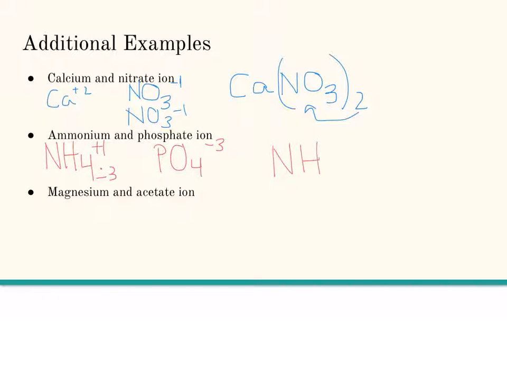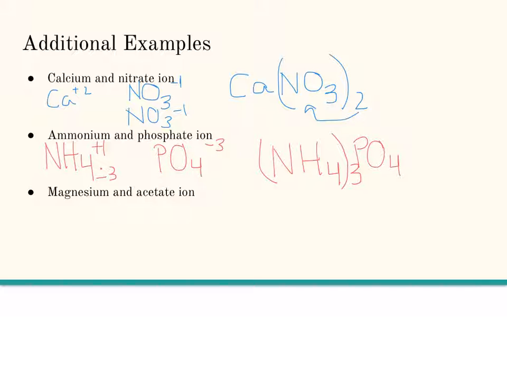So my positive ion is ammonium, NH4. My negative is phosphate, PO4. I copy those polyatomic ion formulas down exactly as I see them, but to show that I need 3 ammoniums, I put it in parentheses, and I put the 3 on the outside. So NH4 in parentheses, subscript 3, followed by PO4.